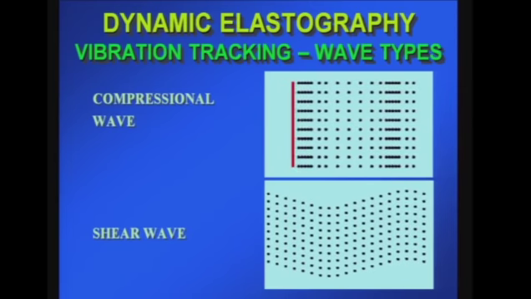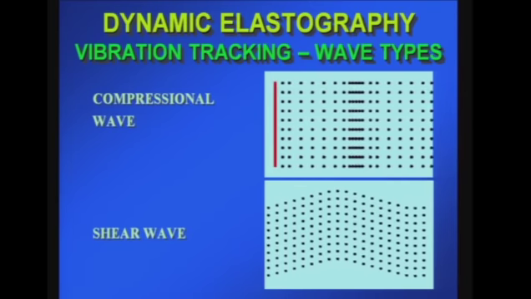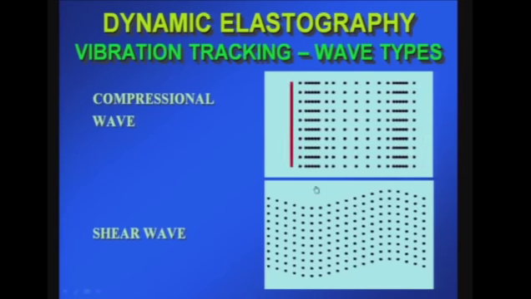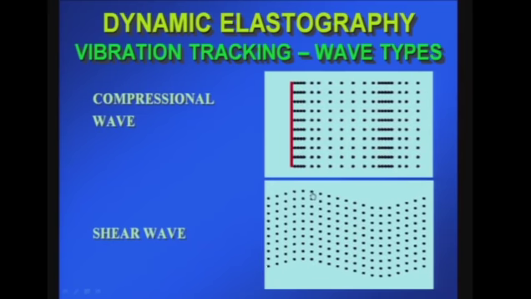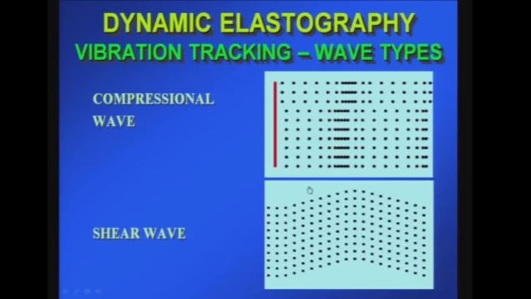As you can see, the compressional wave is a longitudinal wave where you have areas of compression and then relaxation, where the shear wave is oscillating from side to side. And you can see that by sending tracking pulses down, you can track the motion of the tissue as it moves towards and away from the transducer, if the transducer were up here.